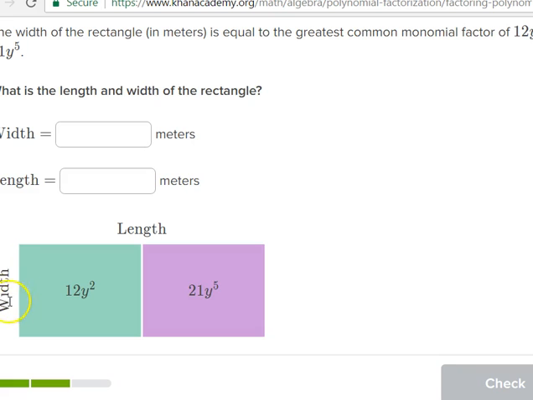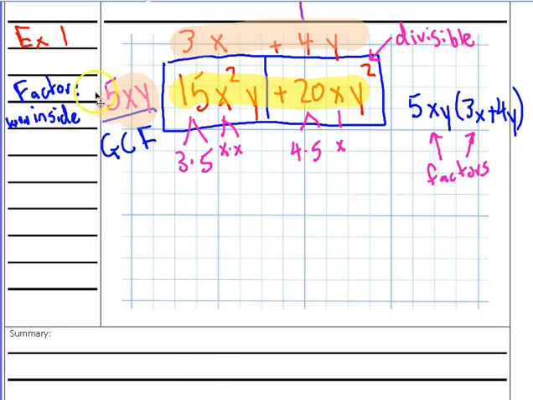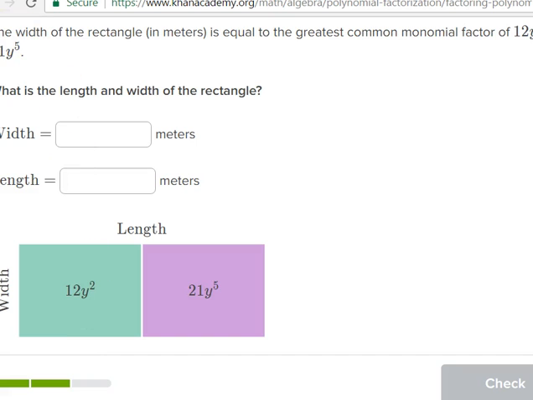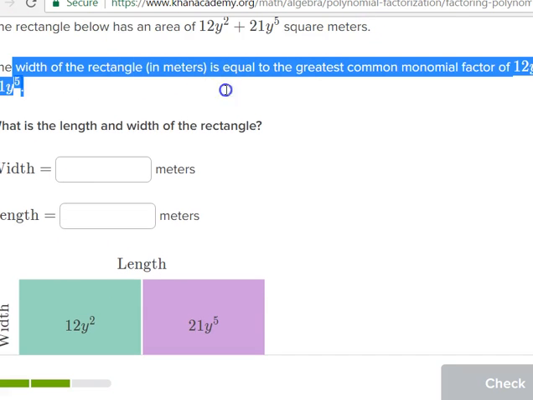So they're trying to tell you this width is the greatest common factor. This is the greatest common factor. Well, that's exactly what we've been saying. We've been saying that this is the greatest common factor, and they're just telling you that that's otherwise known as the width. The width of the rectangle is equal to the greatest common monomial factor. That's the GCF of 12y squared and 21y to the fifth, of this and this.